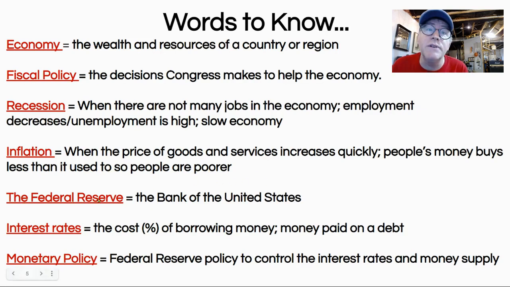The Federal Reserve is the Bank of the United States. Interest rates are the cost of borrowing money, money paid on a debt, money that you borrow. Finally, monetary policy: Federal Reserve policy to control the interest rates and money supply. Words to know.